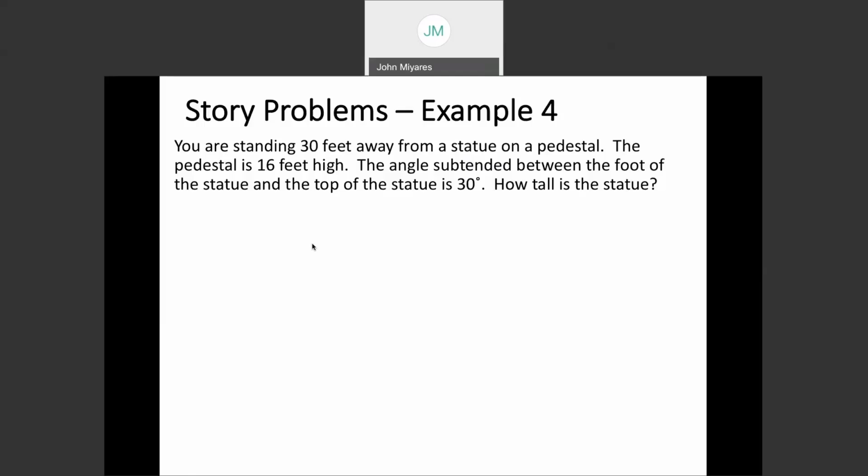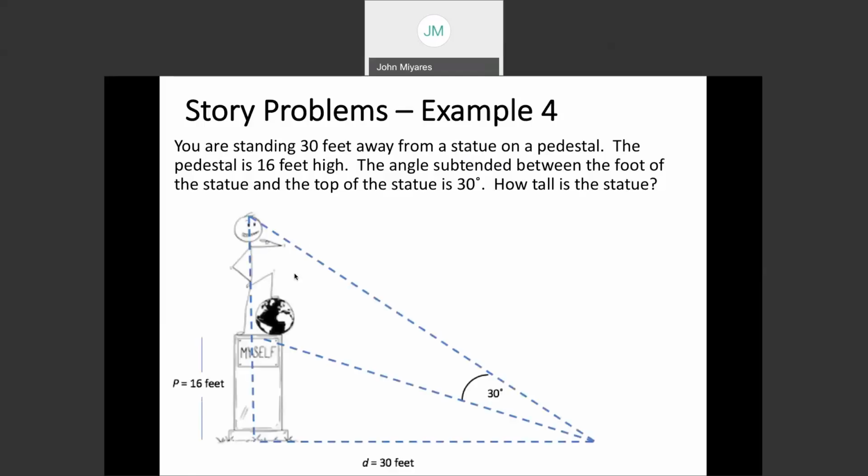This one is a little more complicated than the previous two. Let's try to draw a diagram here. So we have a statue of a stick figure on top of a pedestal. We know the pedestal is 16 feet high. We know someone is standing 30 feet away, and we know that the angle subtended between the foot of the statue and the top of the statue is 30 degrees right here. What we want to find is the height of the statue.